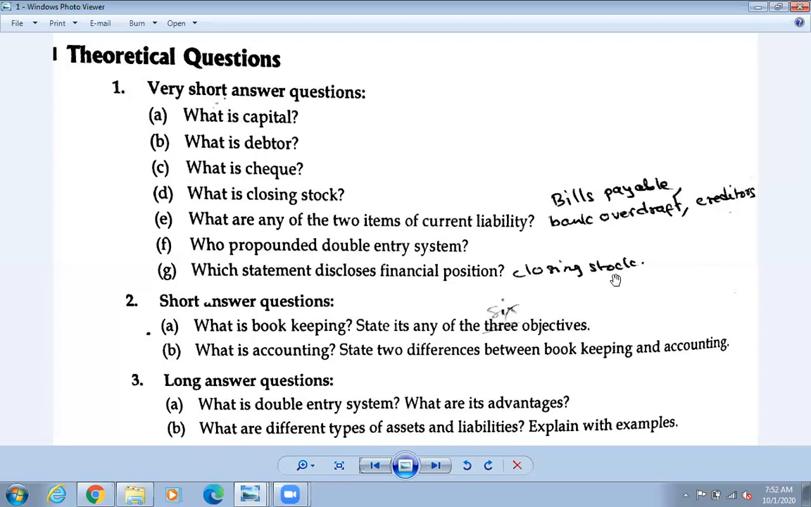Make the notes of that one. Okay, so make the notes, do it again. Okay, and for the asset side, the two types of assets are fixed asset and current asset. So these are the two types. Okay, so make the notes again.